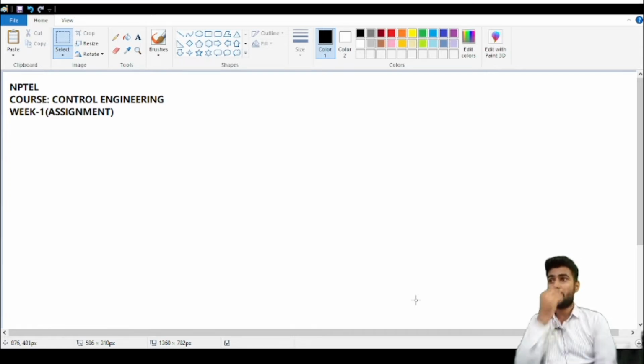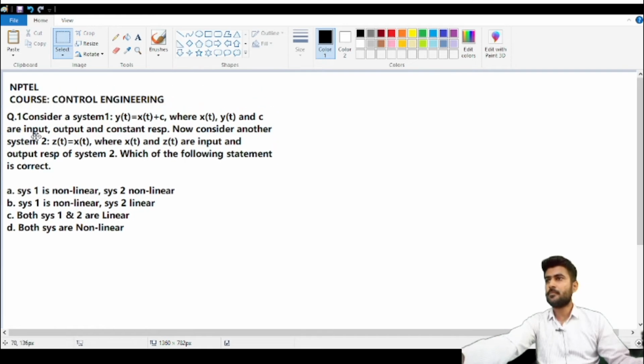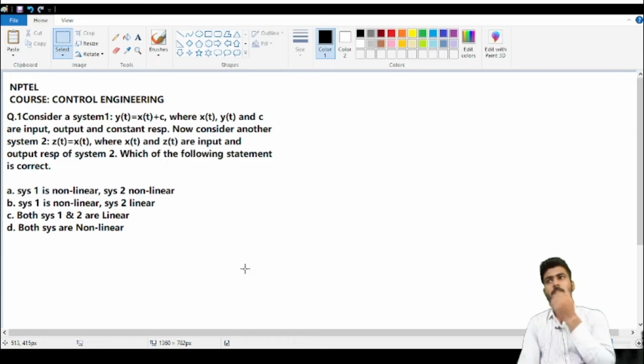So first of all, coming on to the first question, which is on the screen. Consider a system y(t) = x(t) + c, where x(t), y(t) and c are input, output and constant respectively. Now consider another system z(t) = x(t), where x(t) is input and z(t) is output. Which of the following statements is correct? We have to find whether system 1 and system 2 are linear or non-linear.